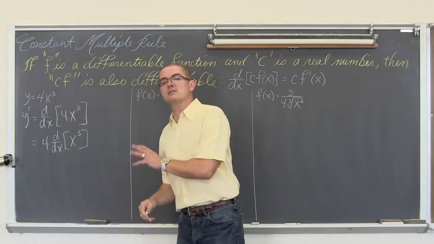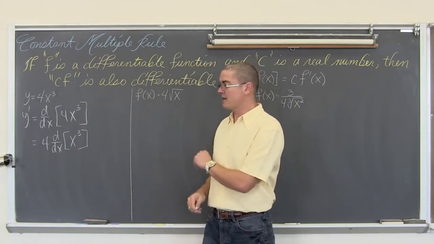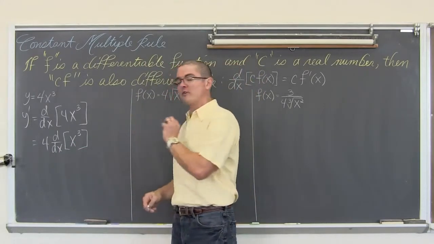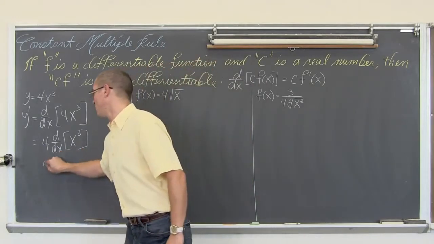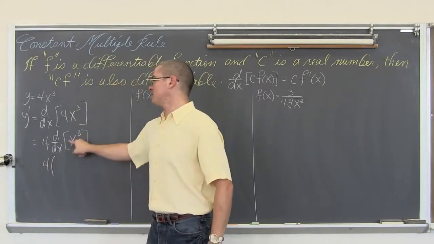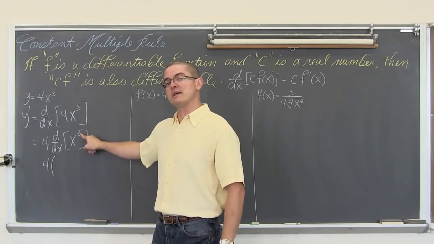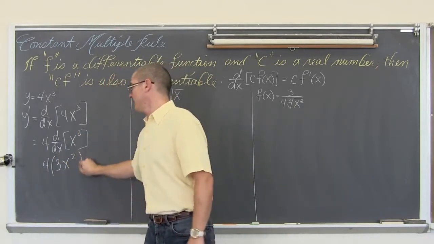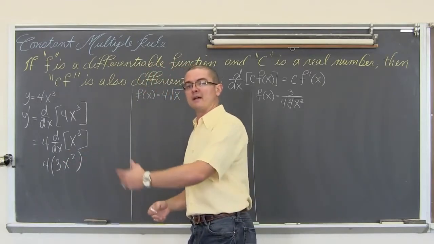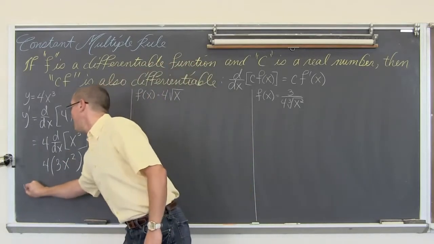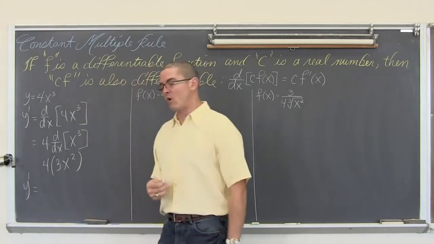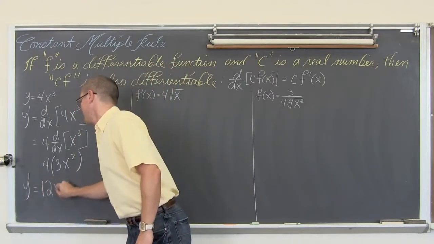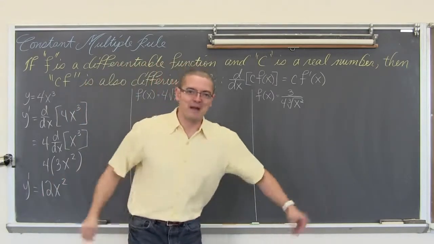Okay, well now I've got a nice basic power setting here, and so I'm taking the derivative of x cubed, which is going to be 4 times, take the 3, drop it down up front, and reduce that exponent by 1. So it's going to be 3x squared. And then of course, now you can take the 4 and put it back in, and you get y prime, or the derivative of y, is equal to 12x squared.